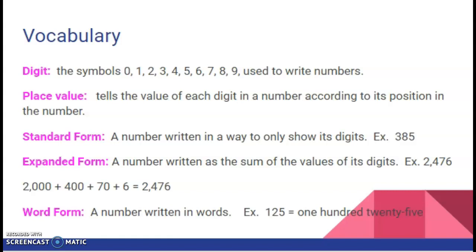Digit. Place value. Place value tells us the value of each digit in a number according to its position in that number. So I just said earlier that 5 was in the tens place and its value is 50. It's not just a 5. It's a digit in the tens place, but its true value is 50. So place value tells the value of each digit in a number according to its position in the number.